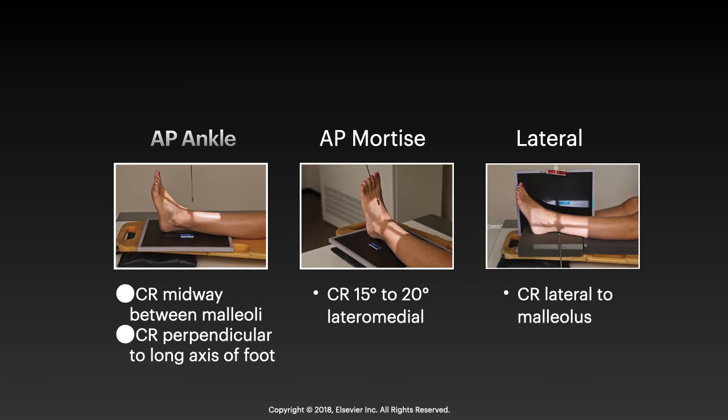For an ankle, AP ankle, CR midway between the malleoli. CR is perpendicular to the long axis of the foot. For an AP mortise, the CR angle would be 15 to 20 degrees lateral medial. For the lateral, the CR is lateral to the malleolus, entering on the lateral side.